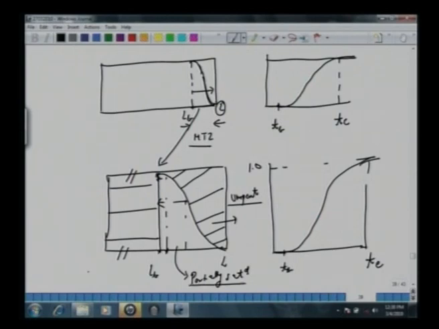Now what we do, we define one more quantity here, Ts, the stoichiometric time. So what is the stoichiometric time? We are saying that let's draw another vertical line here, at a certain length Ls. Corresponding to this, there will be another time here which is Ts, so that this area here is equal to this area here.